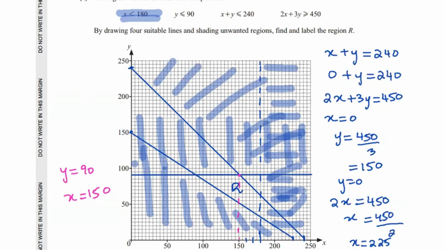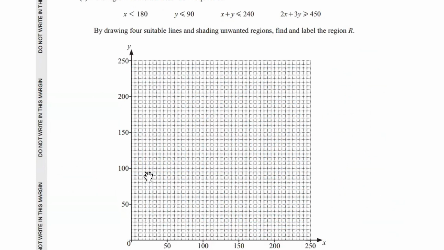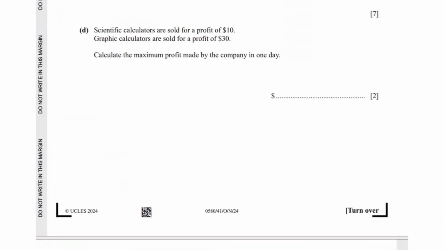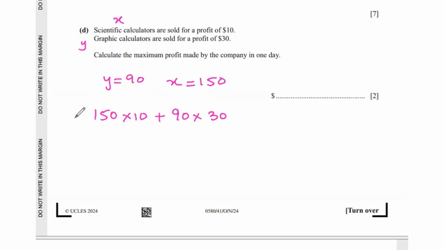So now if we go down and remove all of this, y is 90, x is 150. Since scientific calculator is x and graphic is y, we're going to do 150 times 10 plus 90 times 30 to find the maximum profit. 1500 plus 2700, and that gives us $4,200 as the maximum profit.